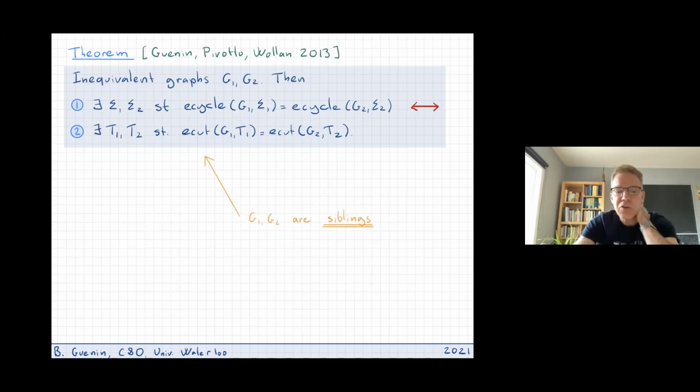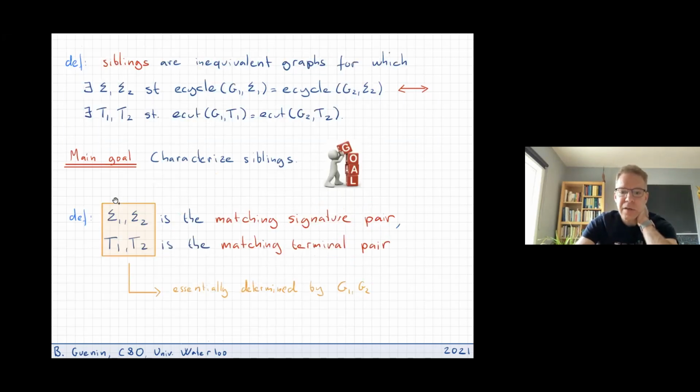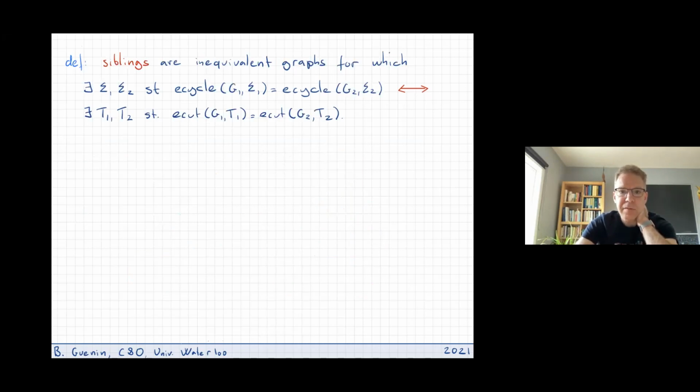So we're going to call pairs of graphs that admit one of those pairs of signatures, or one of those pairs of terminals, siblings. Let me just restate that definition, because that's going to be the important definition here. I take a pair of inequivalent graphs for which there exists a pair of signatures so that the even cycles are the same, or equivalently for which there exists a pair of terminals for which the even cuts are the same. That's what we call siblings.